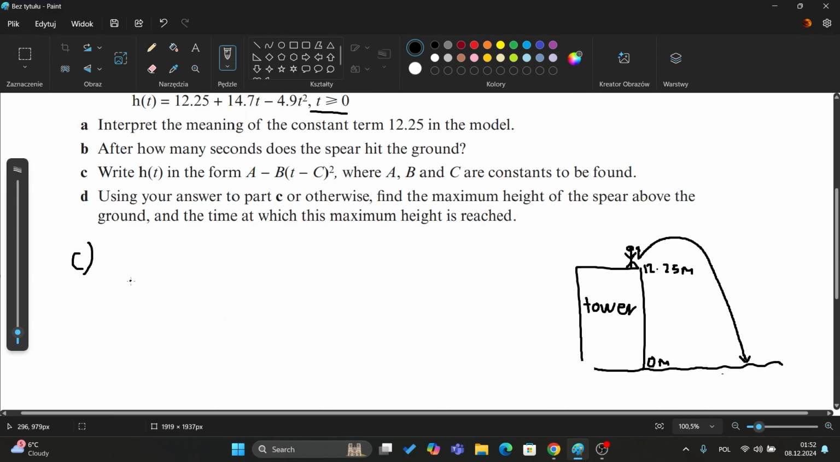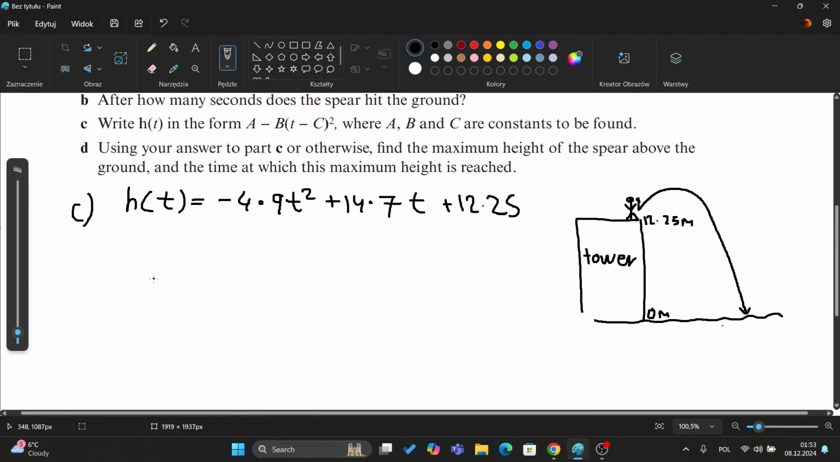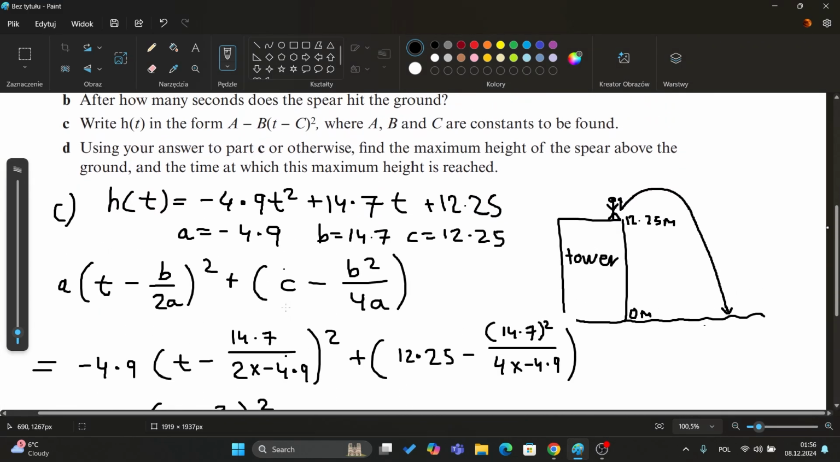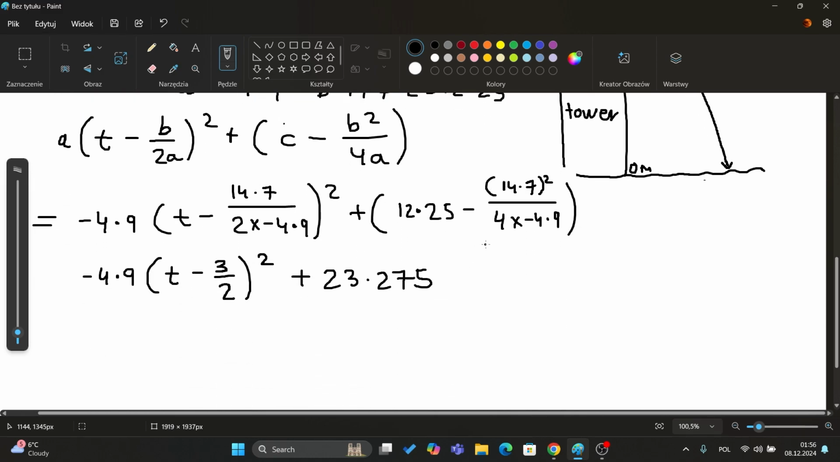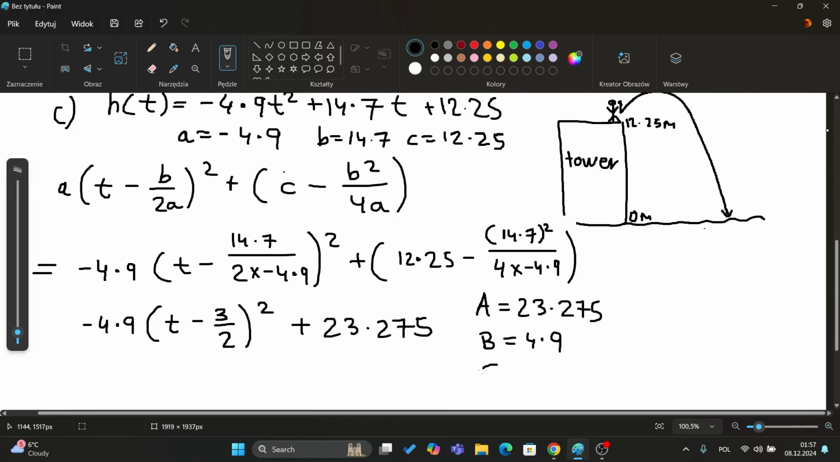Now for part C of the question, write h(t) in the form a minus b(t minus c) squared, where a, b and c are constants to be found. Basically, we have to complete the square. We're going to complete the square by using the following formula, and this gets us the following. Now our values are a equals 23.275, b is 4.9, and c is going to be 1.5.